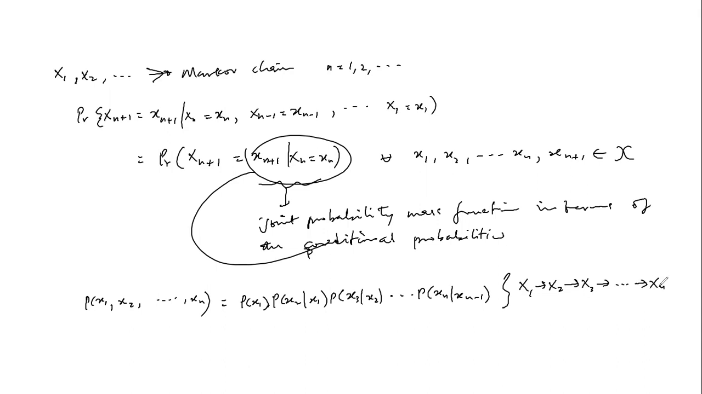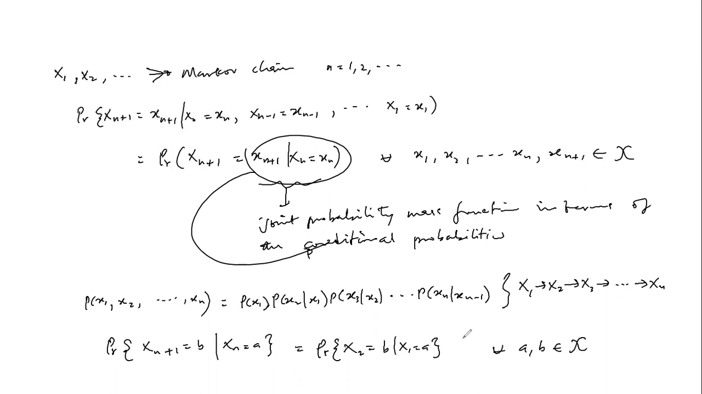So the Markov chain is said to be time invariant if the conditional probabilities do not depend on n, for all values of n taken from 1 to whatsoever value, such that the probability that Xn+1 is equal to b, given that Xn equal to a has occurred, is now the same as the conditional probability of X2 equal to b given that X1 equal to a has occurred, for all a and b elements of X.